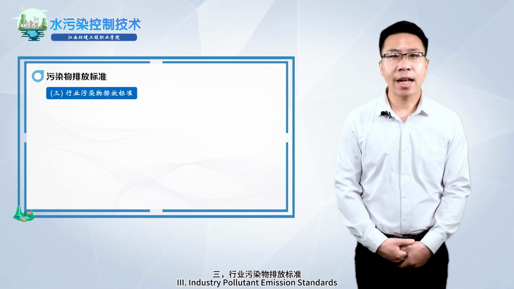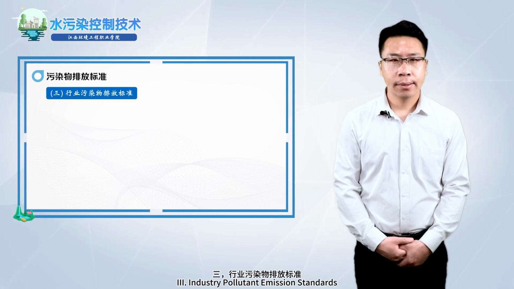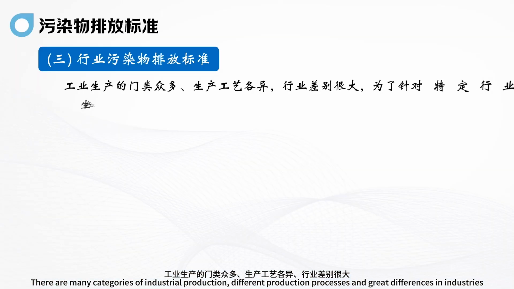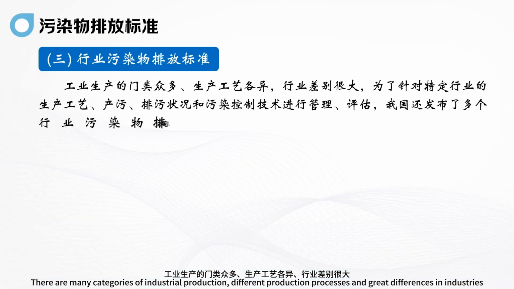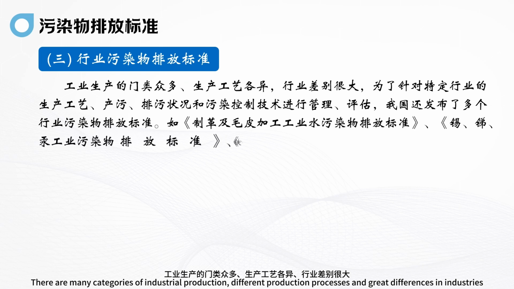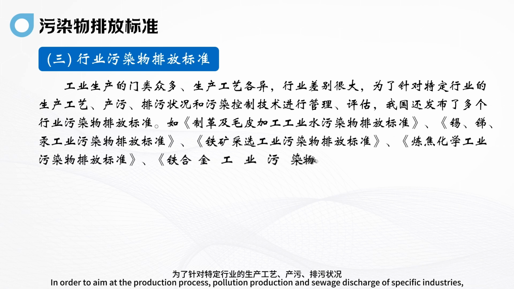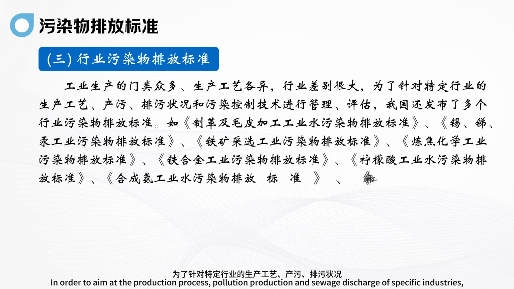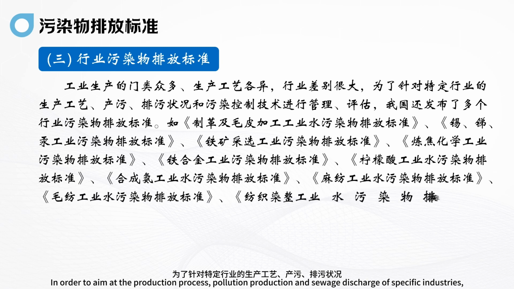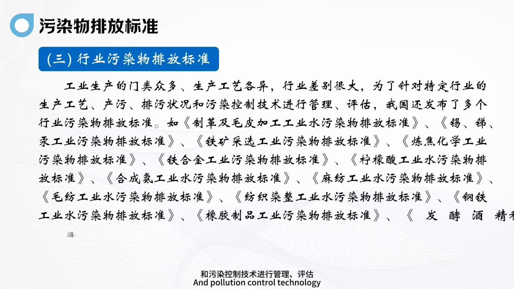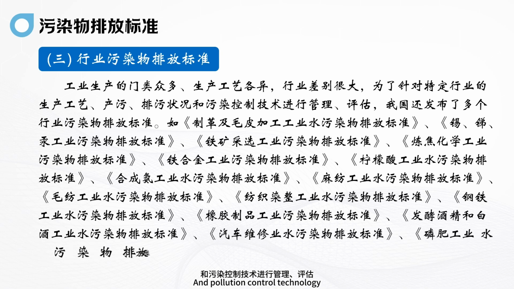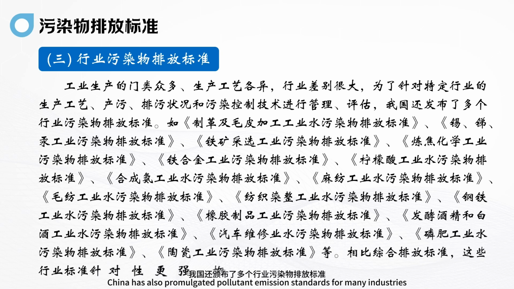3. Industry pollutant emission standards. There are many categories of industrial production, with different production processes and great differences between industries. In order to address the production process, pollution production and sewage discharge of specific industries, and pollution control technology, China has also promulgated pollutant emission standards for many industries.